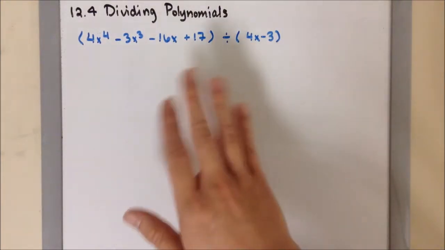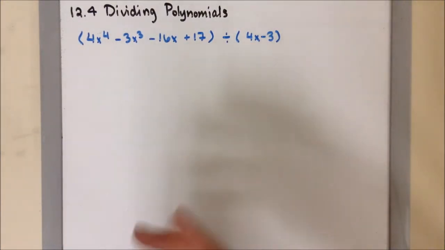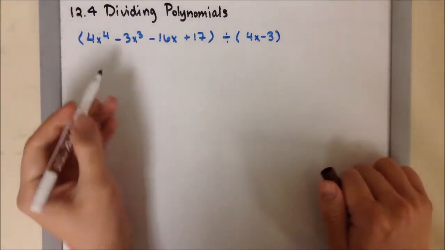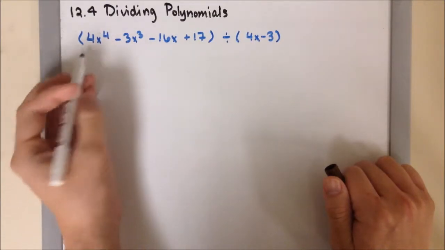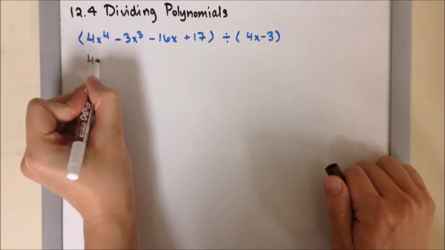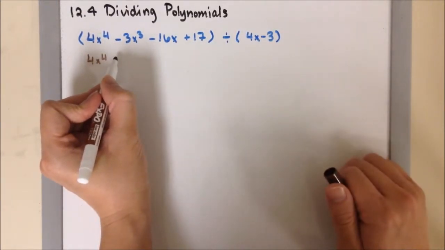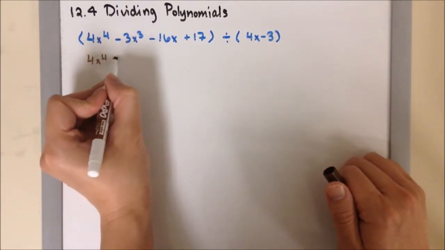So, just like any division, we always check for any missing terms. So let's check for missing terms. We start off with x to the 4th, and it should go down by 1 for the exponent. So we have x to the 3rd, which is good.